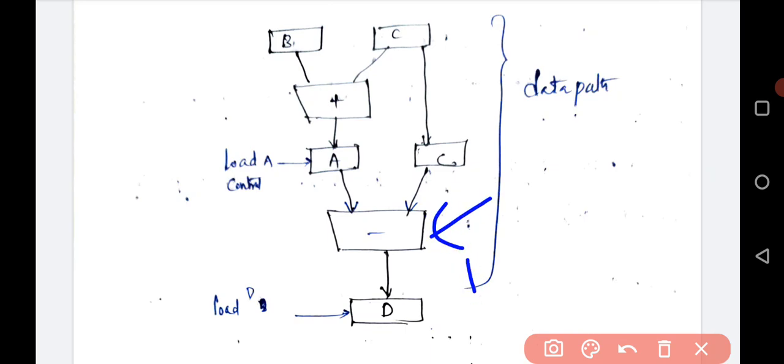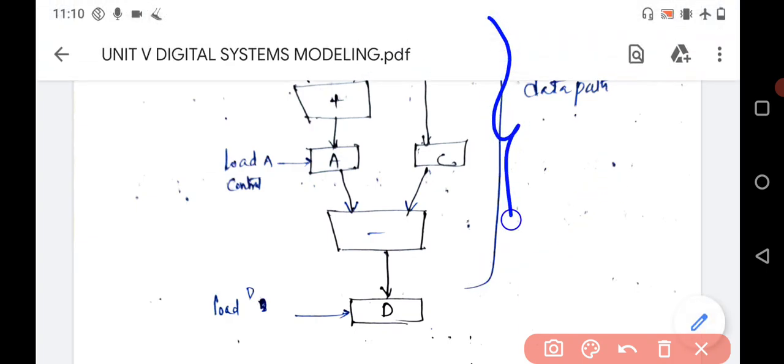That is nothing but D is equal to A minus C, right? So this is generally called the data path. Here, some controlling signals are needed. If you want to load the data in a register, obviously we have to activate the load signal. So that is nothing but a control signal.